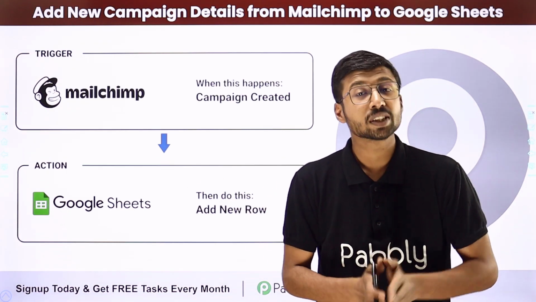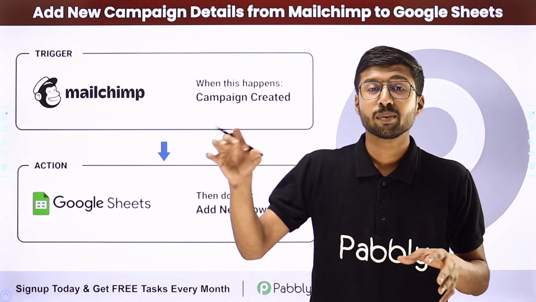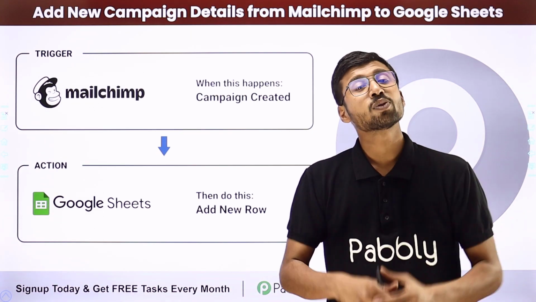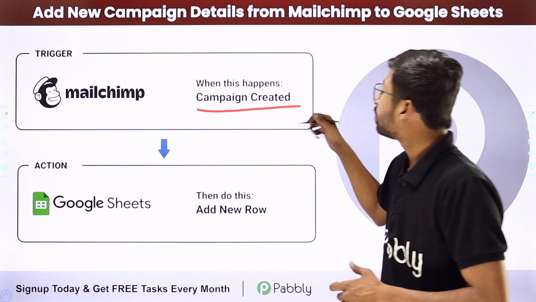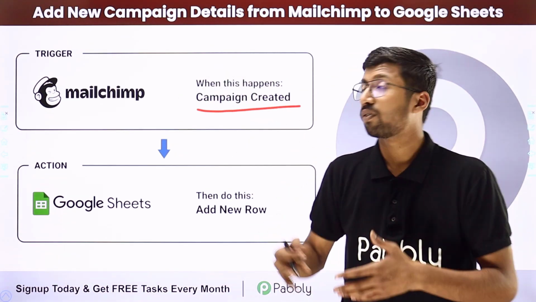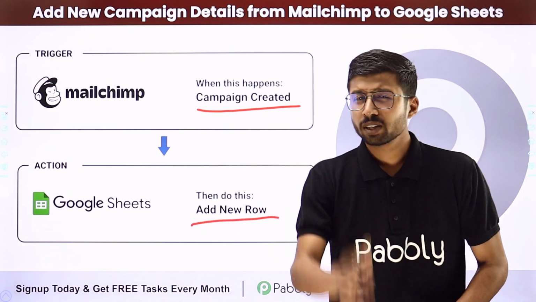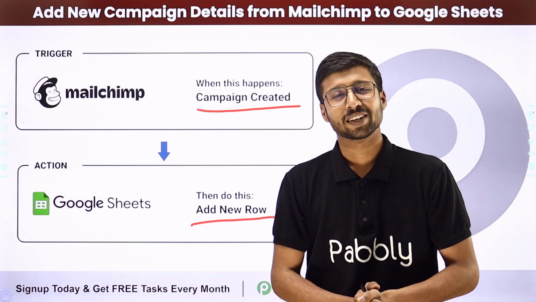Now guys, the manual process of creating a campaign in Mailchimp, getting that new campaign details and adding them into a Google Sheet can be very repetitive and time consuming. So in this video, we are going to set up an automation using which whenever a new campaign is created and sent in Mailchimp, automatically the same details of the new campaign will be added as a new row in our Google Sheet. Now guys, how can you set up this automation? To know this, you have to come with me to my screen.